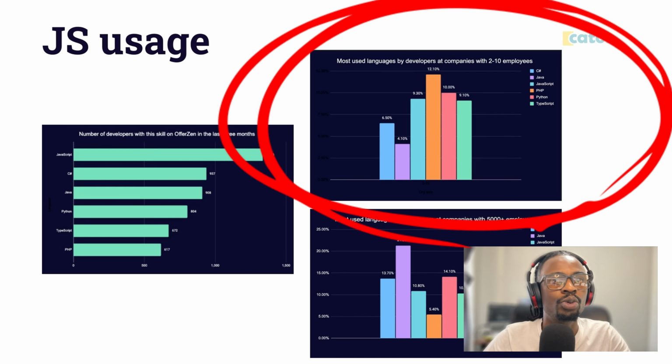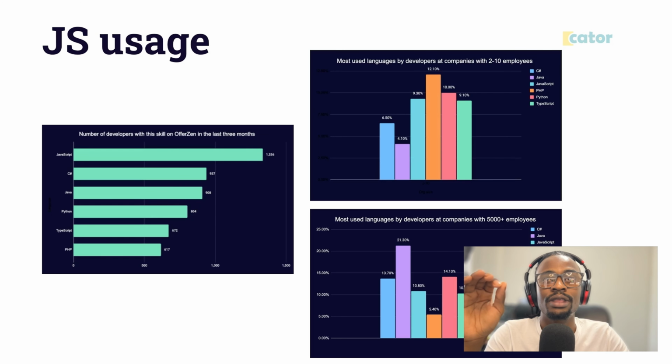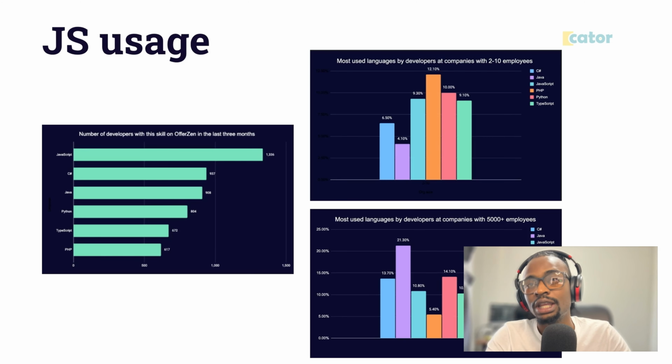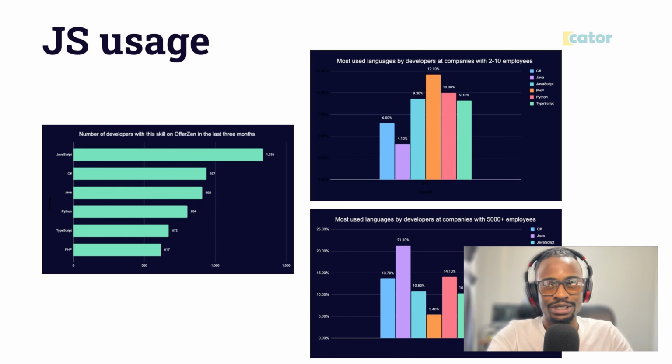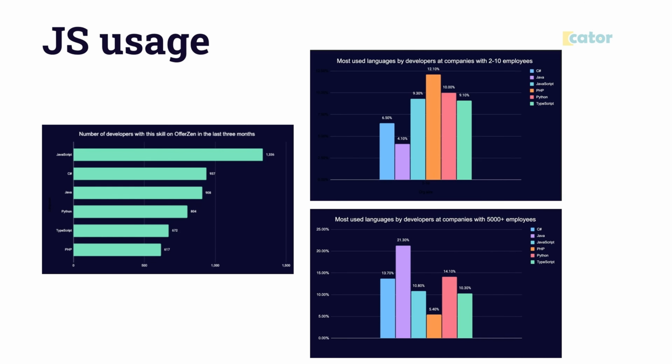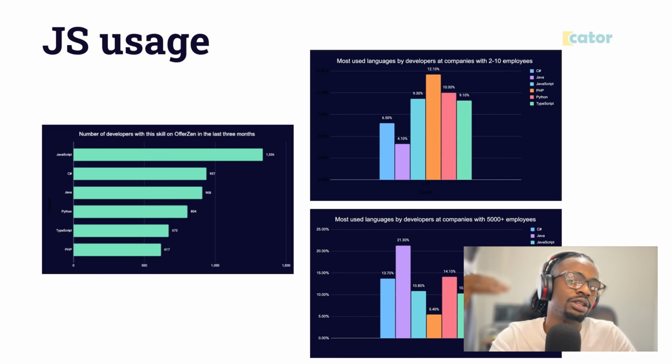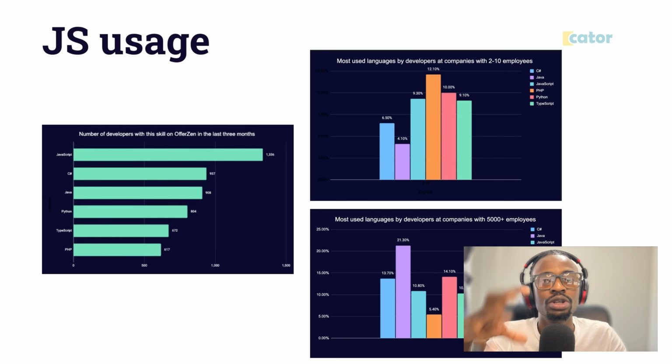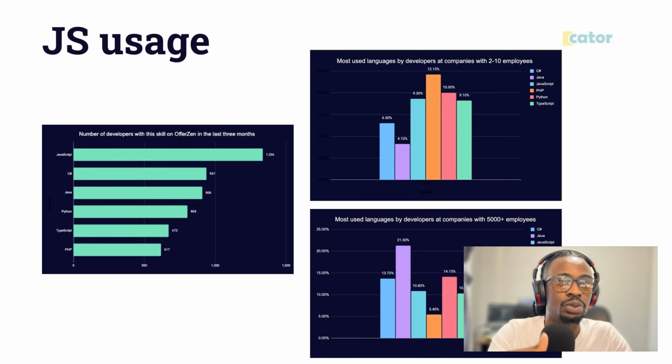The top one there shows the most used languages by developers at companies with 2 to 10 employees. You can see, again, there is JavaScript and then TypeScript. I would like to combine those because TypeScript is just a variant of JavaScript, according to how I see it. And the last one shows bigger companies with 5,000 plus employees, and it still shows JavaScript and TypeScript topping the charts. So it's still super relevant that you learn Angular in 2024 and beyond.